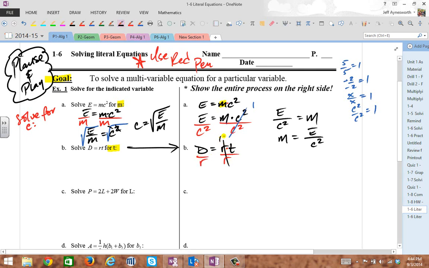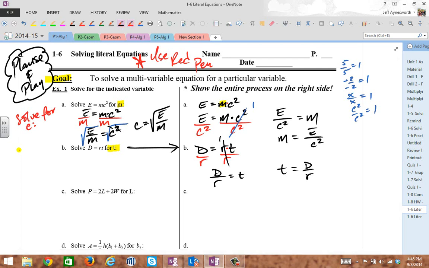All right, r divided by r is 1. And we get distance divided by the rate is equal to the time, t. Or in other words, t is equal to distance divided by the rate. You can switch the sides of the equation anytime you want. That's the same thing. Now that's solving for t.